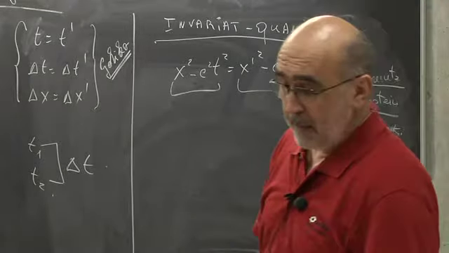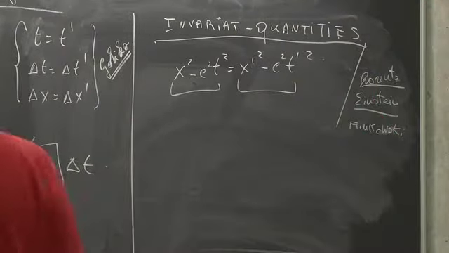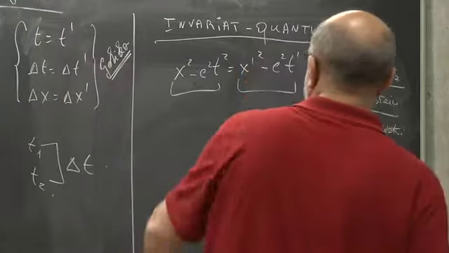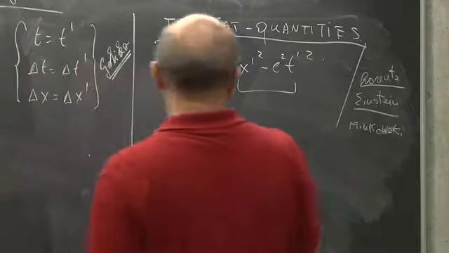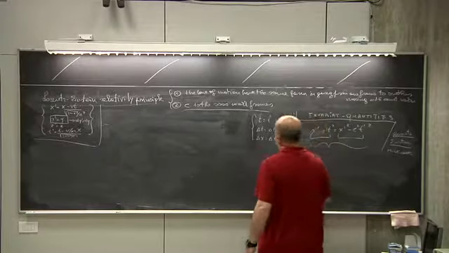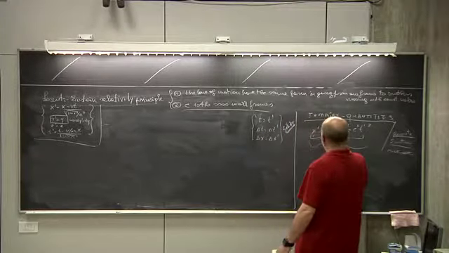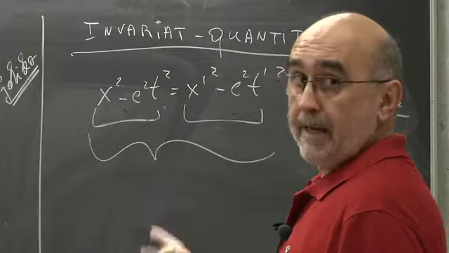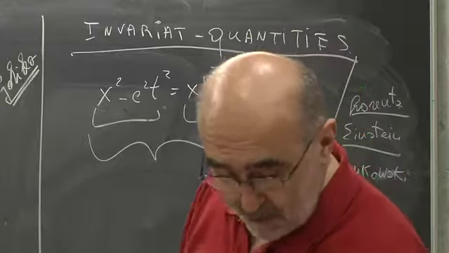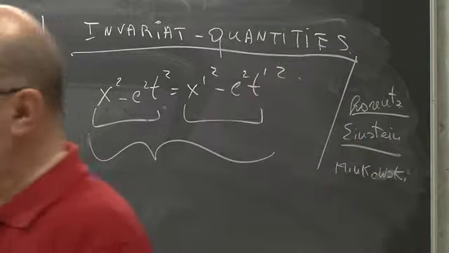Now we will prove it. So lengths contract, time intervals get dilated, but there is this quantity that does not change. And also its square root does not change. Okay, so now we will prove that this quantity, x square minus c square t square, is equal to x prime square minus c square t prime square. If you do this strange combination, then things don't change.